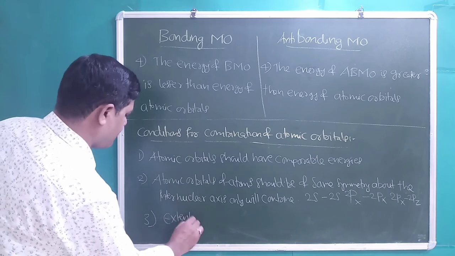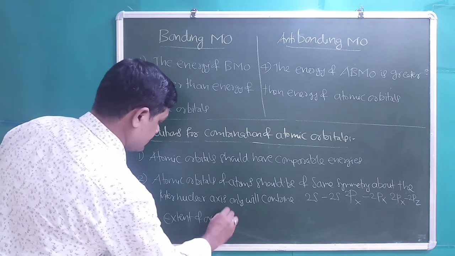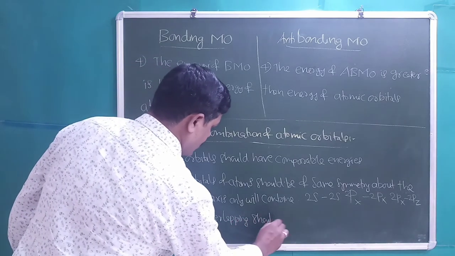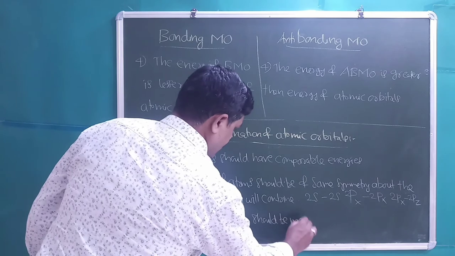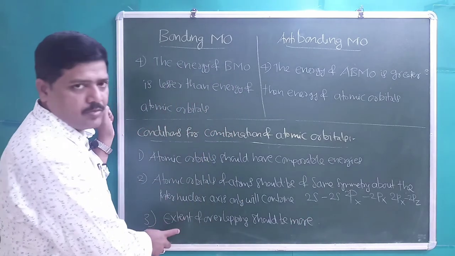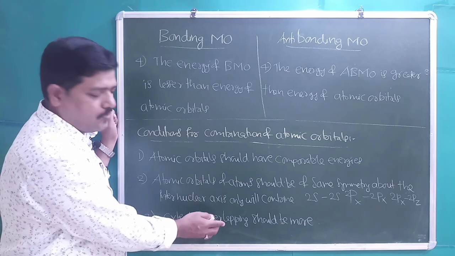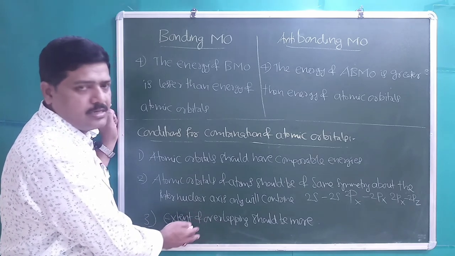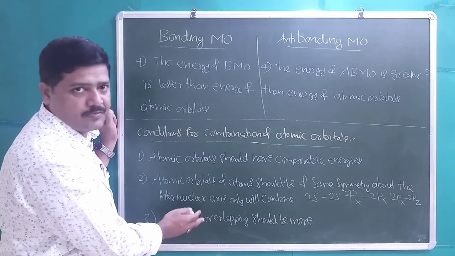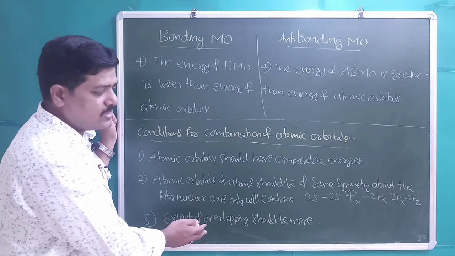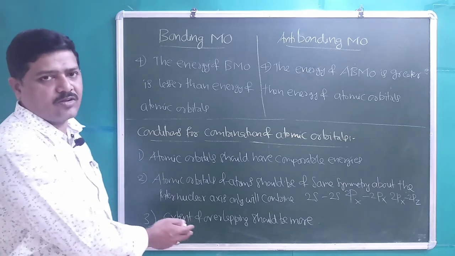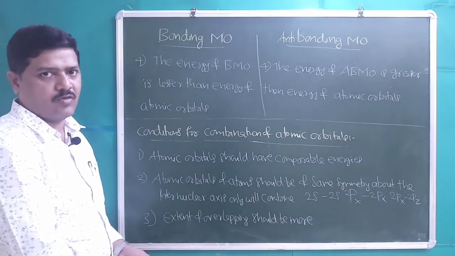Extent of overlapping between the atomic orbitals should be more. Greater the extent of overlapping, greater will be the electron density between the nuclei, which causes stability of the molecule. Students, now let us discuss the electronic configuration of the hydrogen molecule according to MOT.